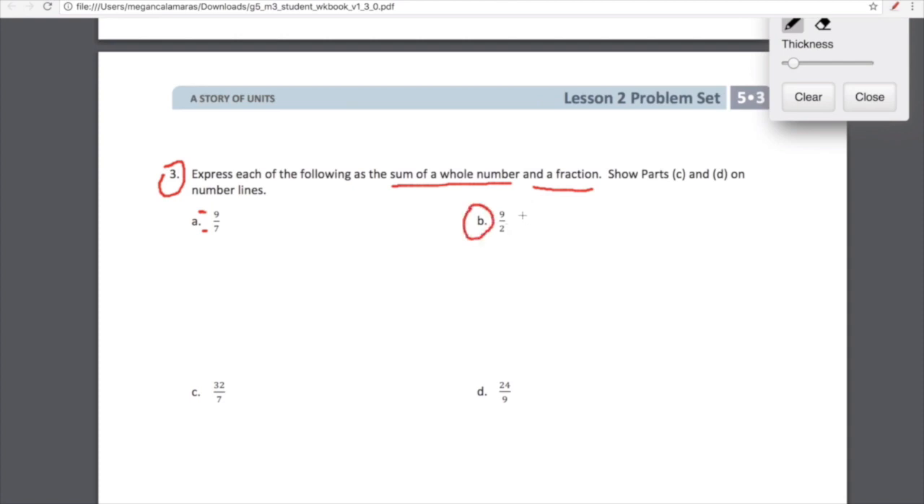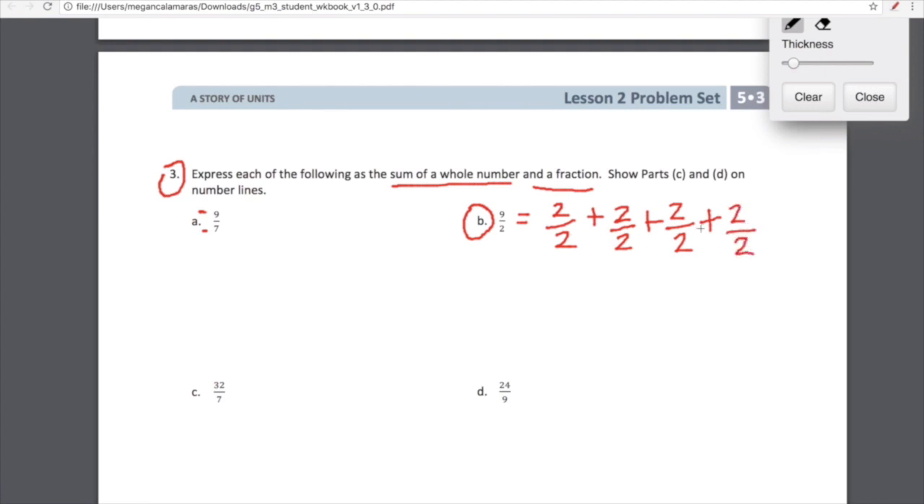So here we have 9/2. We're going to rename 9/2 as 2/2 plus 2/2 plus 2/2 plus 2/2. We're just going to decompose that 9.